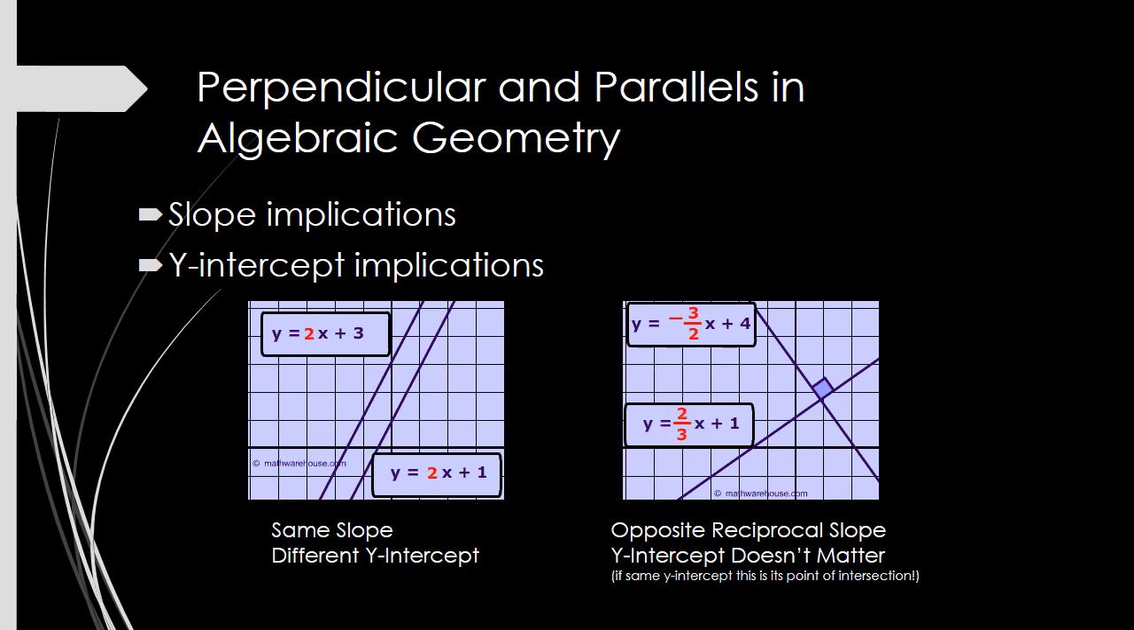Now, when it comes to the y-intercept with perpendiculars, we don't need to worry about it because the y-intercept doesn't matter. It could have the same y-intercept. If it does have the same y-intercept, then there's a special situation where that is the actual point where the lines intersect.